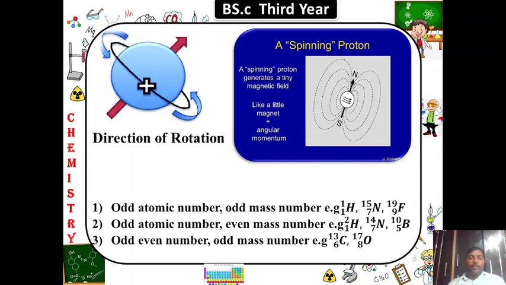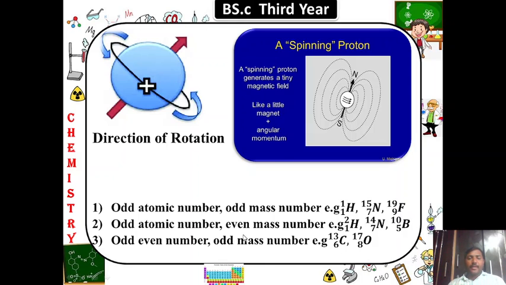An odd atomic number and odd mass number means the nuclei are active, with spinning protons. Only those nuclei with an odd atomic number and odd mass number are active, like atomic number 1, 7, 9. These are the active nuclei in PMR spectroscopy, like nitrogen 15 and F19.